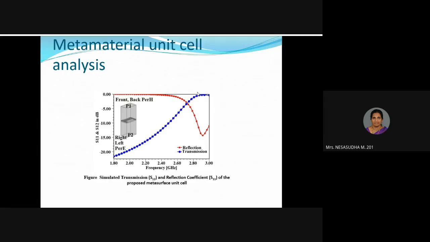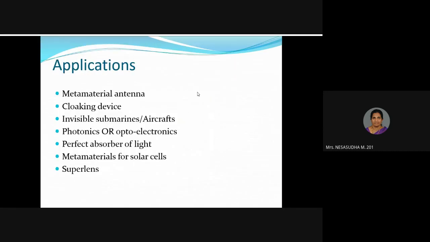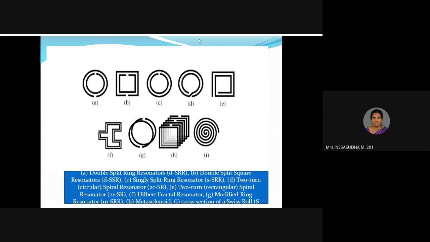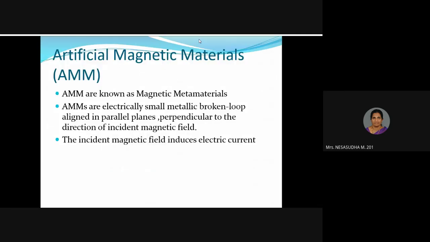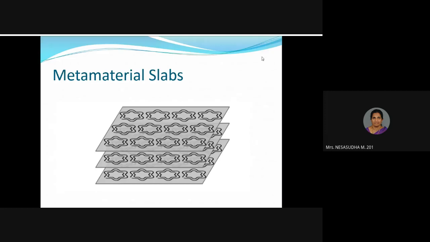Now let us take the metamaterial unit cell analysis. A unit cell is a small portion. See here, this single structure. When you take a slab or any substrate, there are a number of structures, and the same structure is repeated. So a unit cell means only a small structure. This structure we have to design. Actually, it is an antenna.